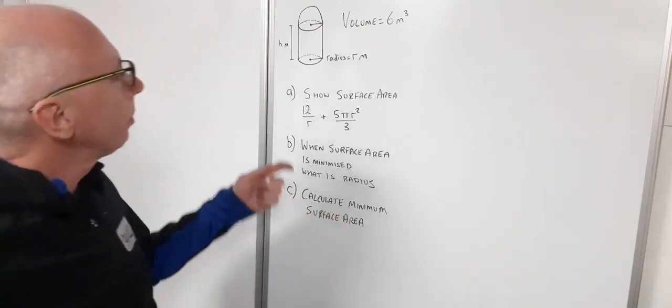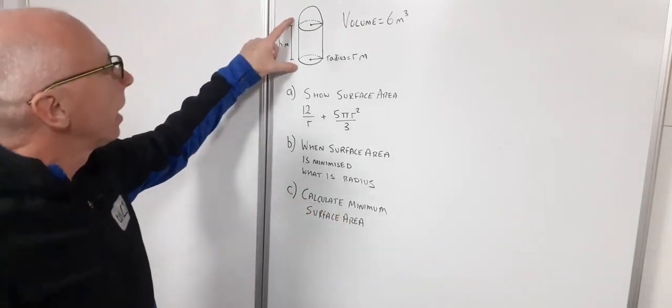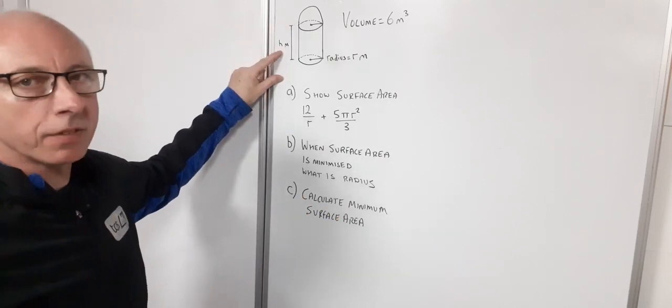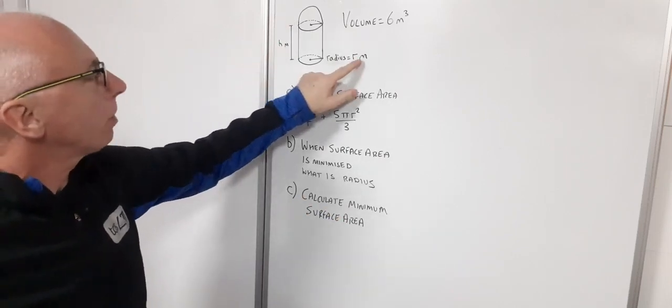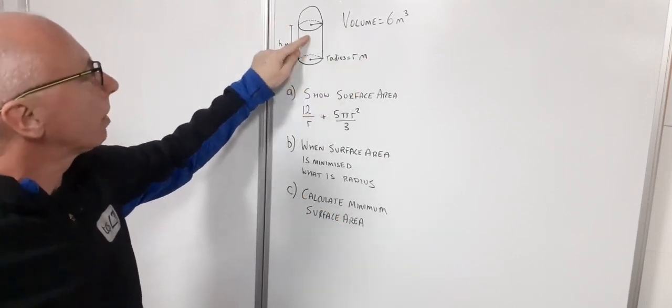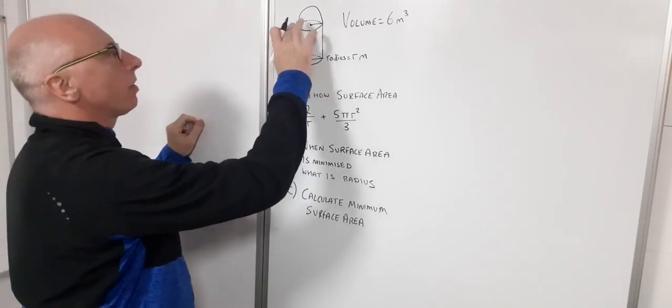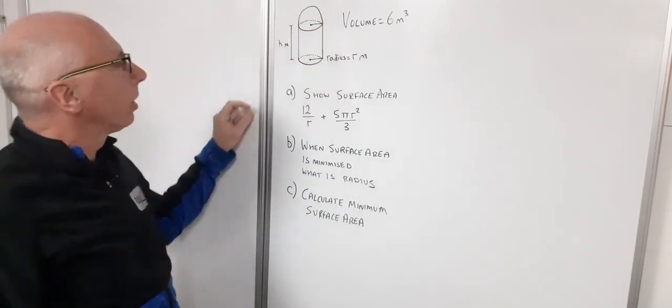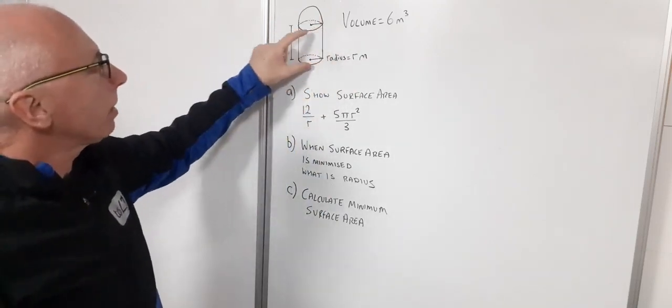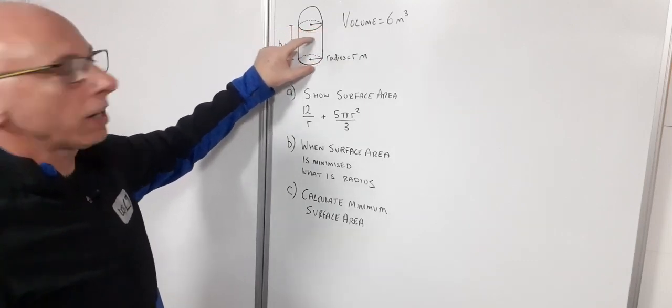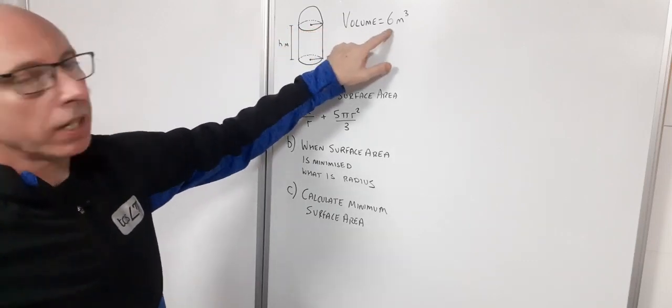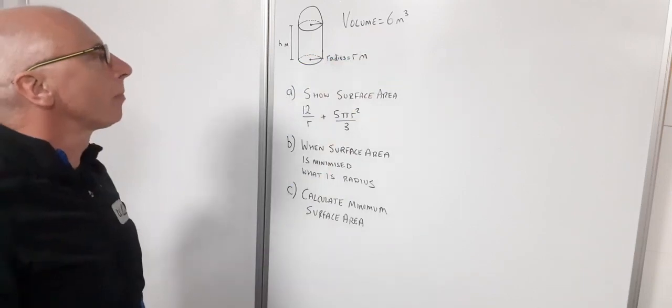So in this question, we've got a water tank, and this water tank has a height of h meters and a radius of r meters, and it's got a spherical shaped top, and it's a cylinder for the rest of it. Now the volume of it is 6 meters cubed.